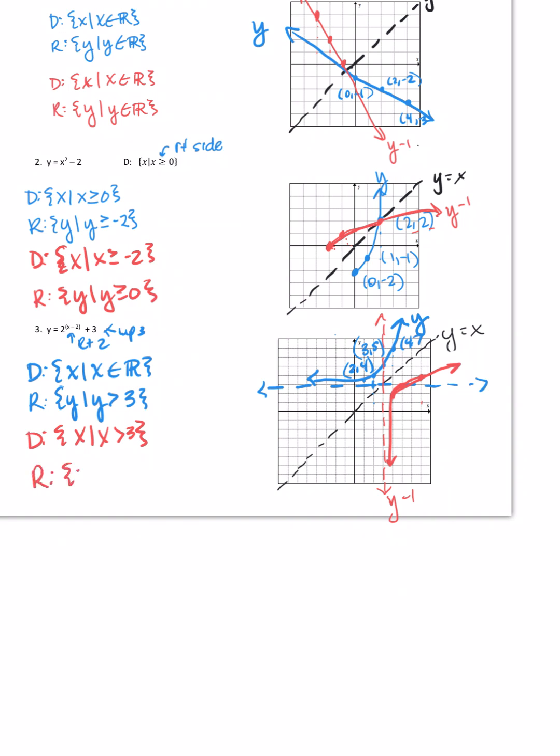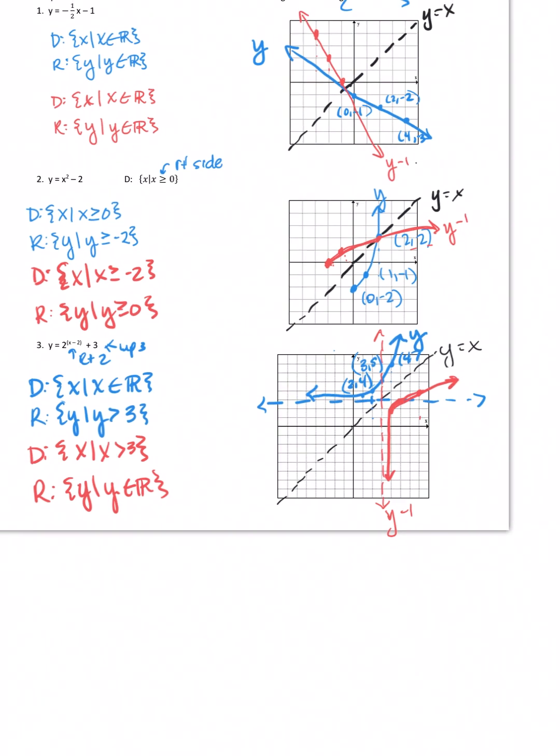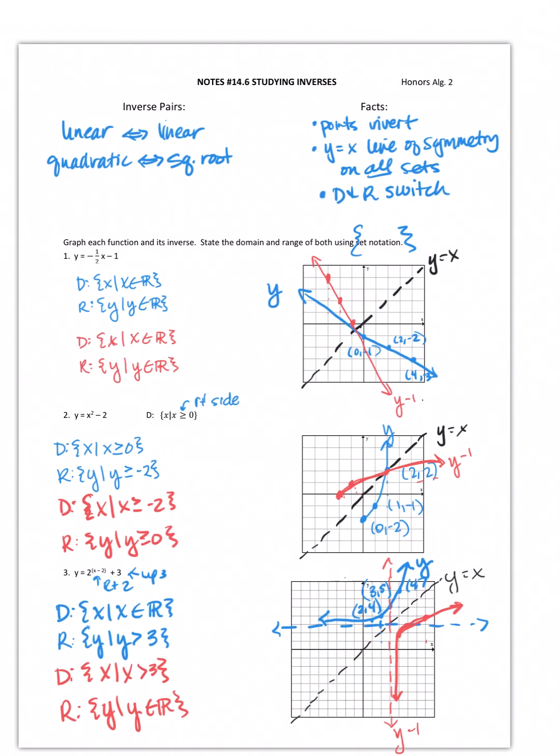And the range, let's look at our range. The range should match the domain of the original, which was all real numbers. Well, it does go from bottom to top. There's arrows both directions, so it is all real numbers. So y such that y is an element of all real numbers. Okay, so what else do we need to add here to the top? Well, we need to add a couple things. One thing we said was that the asymptotes will switch.